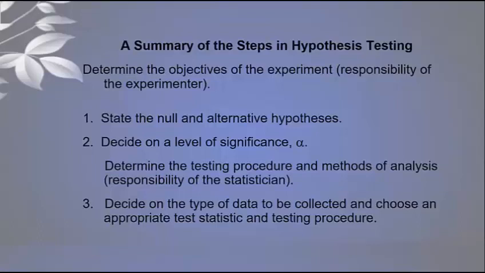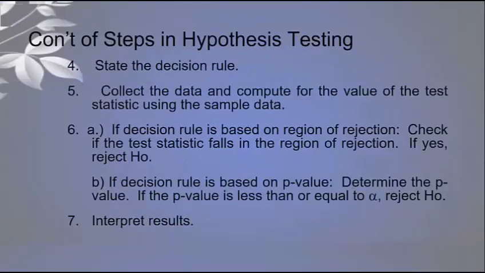This is now the responsibility of the statistician. Third, decide the type of data to be collected and choose an appropriate test statistic and testing procedure. Next, state the decision rule. Then, collect the data and compute the value of the test statistic using the sample data. Number 6, if the decision rule is based on region of rejection, check if the test statistic falls in the region of rejection. If yes, reject the null.